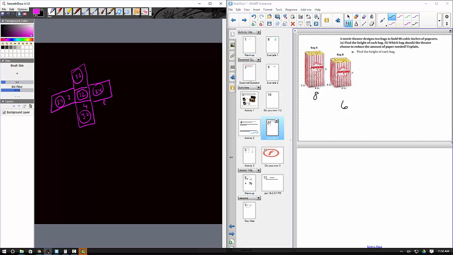I'm going to draw the other one. So I have my base. And this one is 4 by 4. So this is 16 in the middle. And I have to draw my lateral faces. Again, I only have 4 of them because there's no top of this bag of popcorn, is there? And these are all 6 high. So this is 24, 24, 24, and 24.